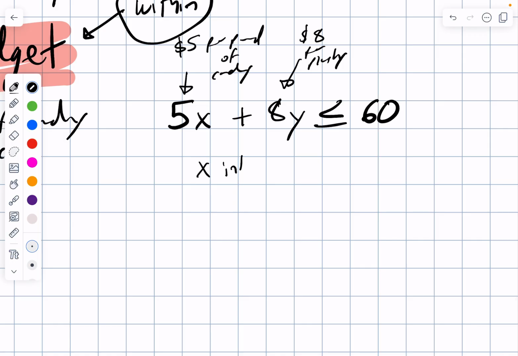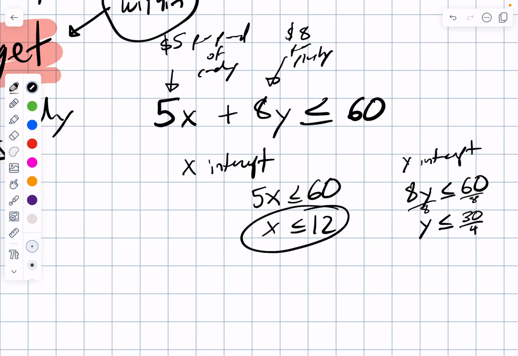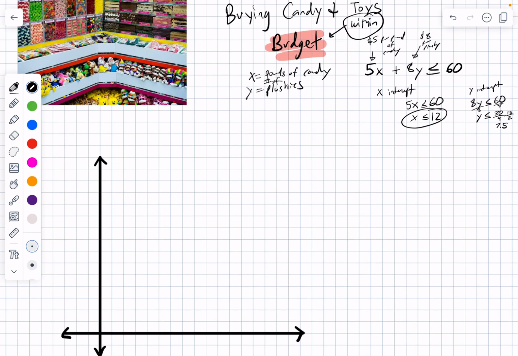So let's find the x-intercept. What is x when y is 0? That's going to be 5x is less than or equal to 60. X is less than or equal to 12. That's our x-intercept. Y-intercept is going to be, what is y when x is 0? So that's just 8y is less than or equal to 60. Y is less than or equal to, this one, not so satisfying. 60/8 is the same thing as 30/4, the same thing as 15/2, or 7.5. Okay, so now I'm going to just graph this quickly.